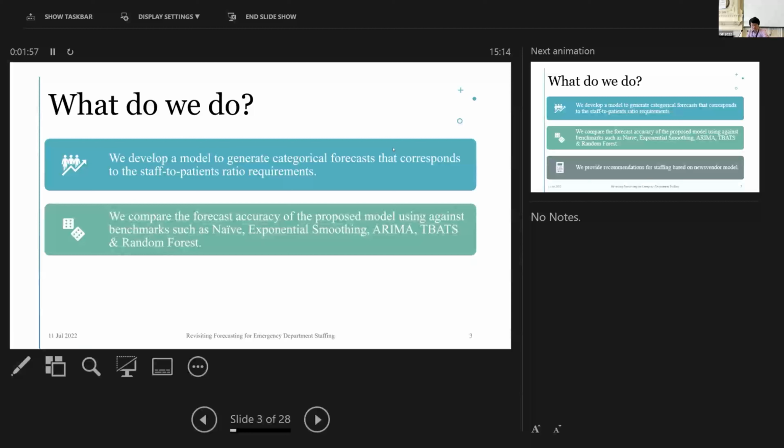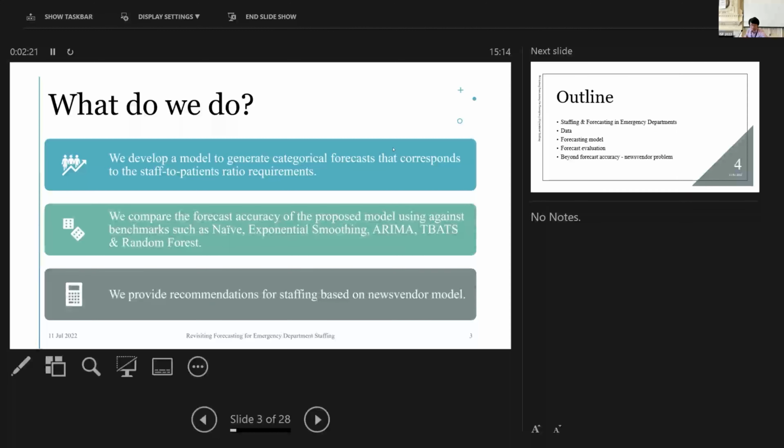The second thing is that, of course, we have our model. We want to compare the forecasting accuracy with a few benchmarks. So we will compare it with naive model, exponential smoothing, ARIMA model, T-best, and the random forest. So you have your forecast. It looks very good. What are you going to do with it? For the utility of our forecast, we will provide concrete practical recommendations for NHS staffing in the emergency department based on loose window model.